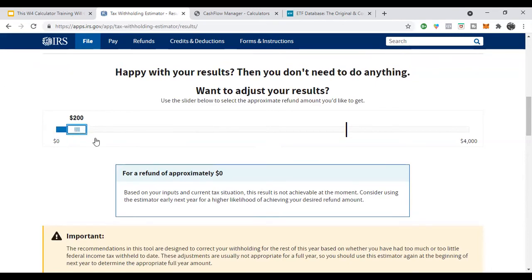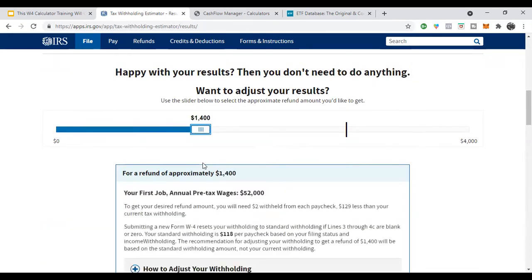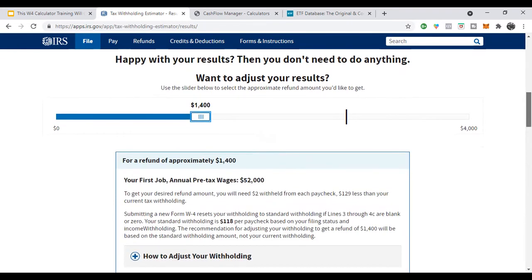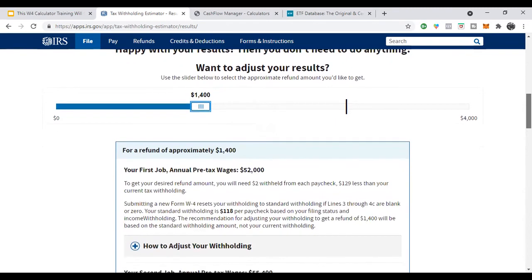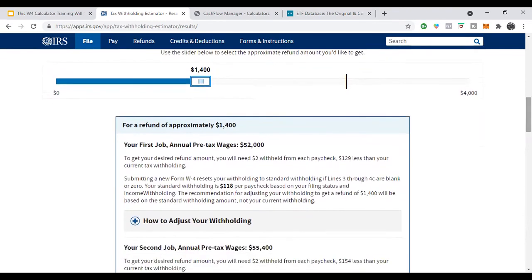So let's keep playing with it. If we take this adjuster and let's say we do it this way, I want a $1,400 refund, and the rest of it I want distributed throughout my paychecks. So you're getting basically almost half and half, a little bit over in the refund. Look at what the results are. For a refund of approximately $1,400, this is what you want to do, okay?